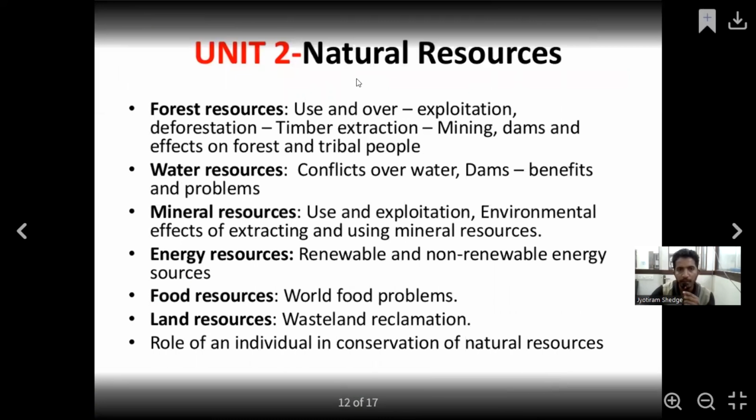In unit 2, we discuss about the natural resources. There are various natural resources like forest resources, water resources, mineral resources, energy resources, food resources, land resources. So these resources we discuss more in the various lectures. हम लोग आगे जाके वो सीखेंगे और एक पूरा सिलेबस आपके करिकुलम एक्टिविटी में है आपके नेक्स्ट.